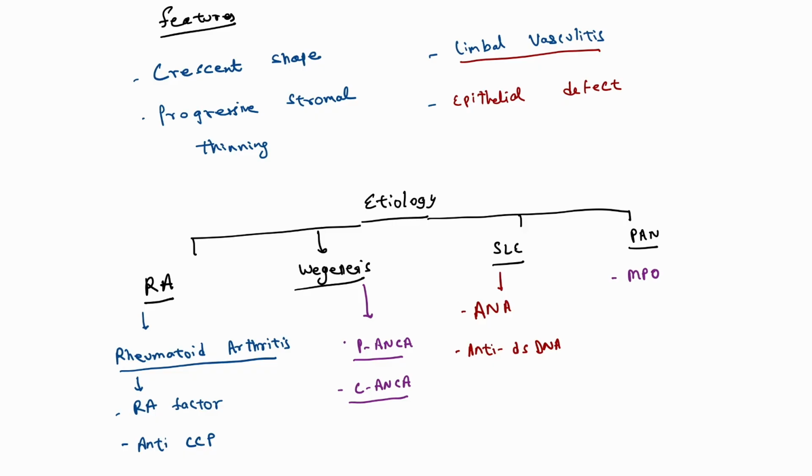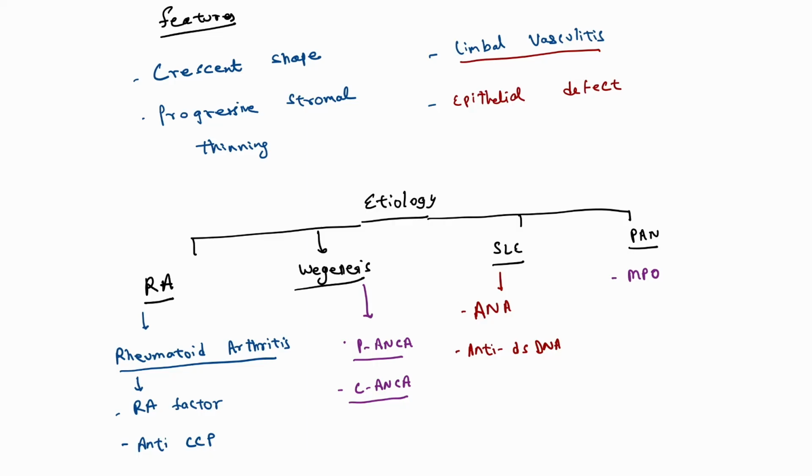Second, now let's talk about the clinical features and the etiology. So morphologically, PUK has this characteristic appearance. It is crescentic shaped, sometimes called moon shaped. It shows progressive stromal thinning. There is limbal vasculitis. The vessels at the limbus become inflamed. And you will see an epithelial defect. When we stain with fluorescein, it shows positive staining.